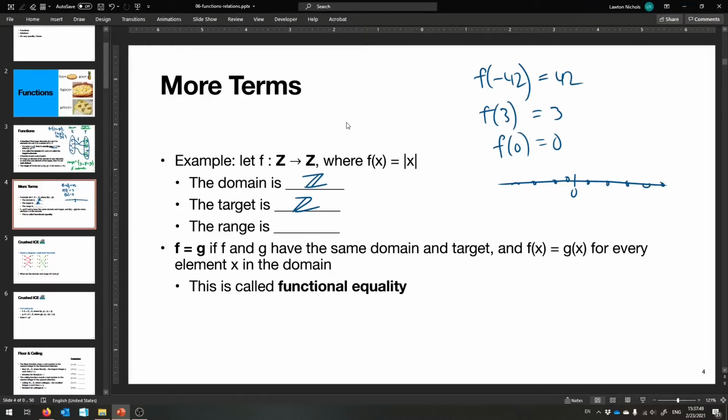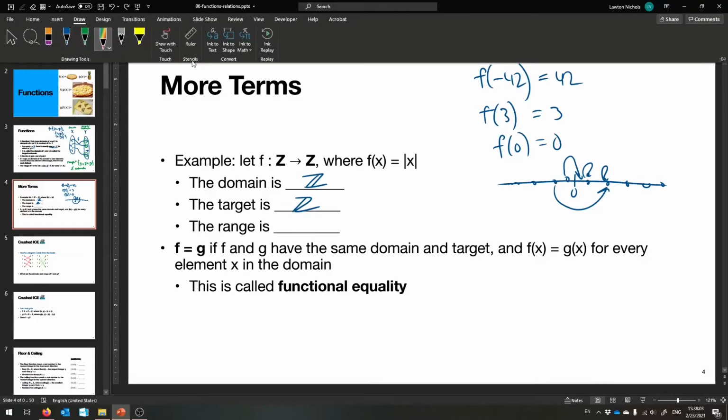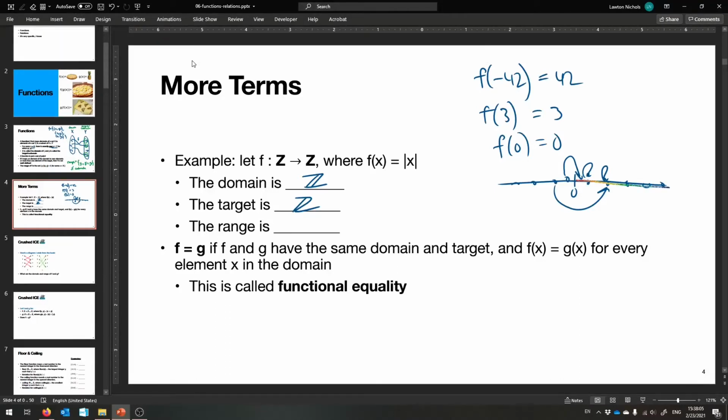On the number line again. So integers, it's mapping 1 to 1, 2 to 2, -1 to 1, -2 to 2. You see that? It's jumping everybody over to this side. That is the key.